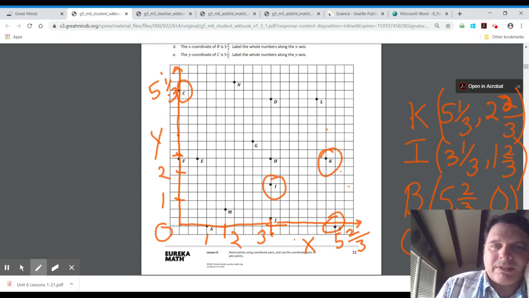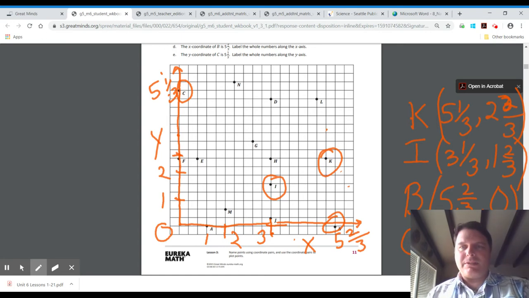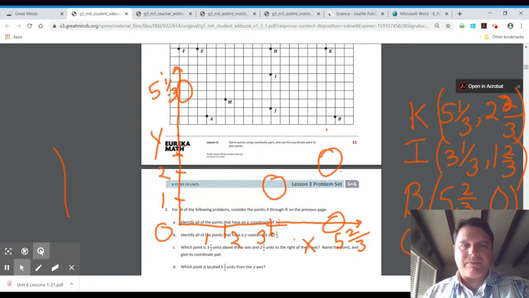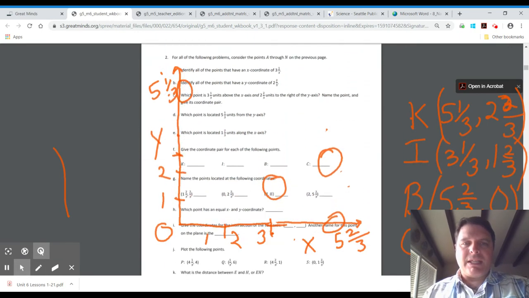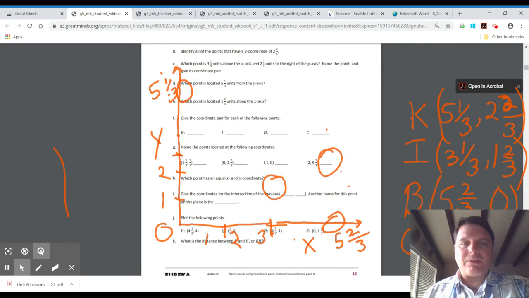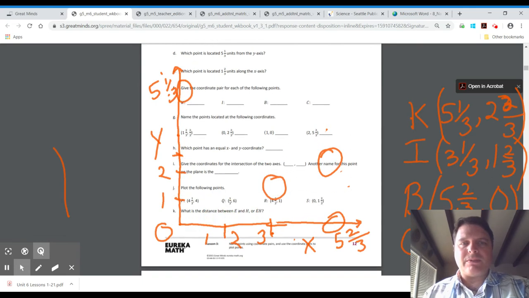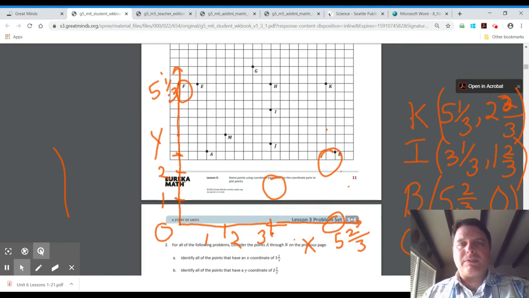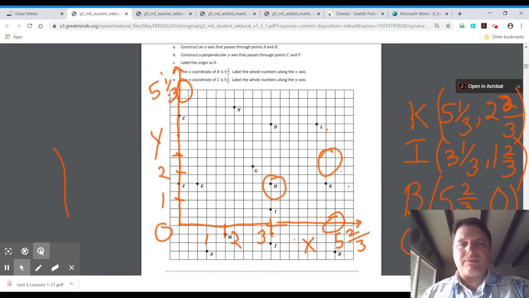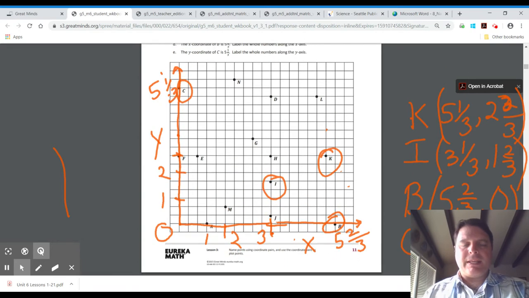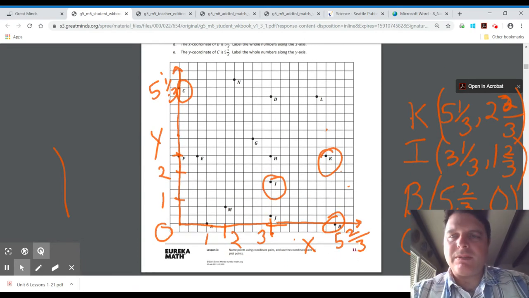All right, the last question. So that's K, I, B, and C. Let's bring it down a little bit. It wants us to name the points that are located at those coordinates. So I have 1 and 2/3, and 2/3. Let's find that. 1 and 2/3, and 2/3.